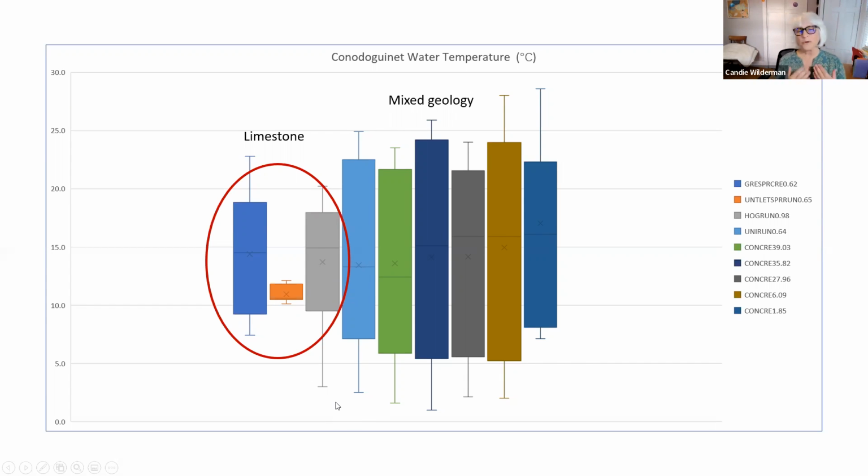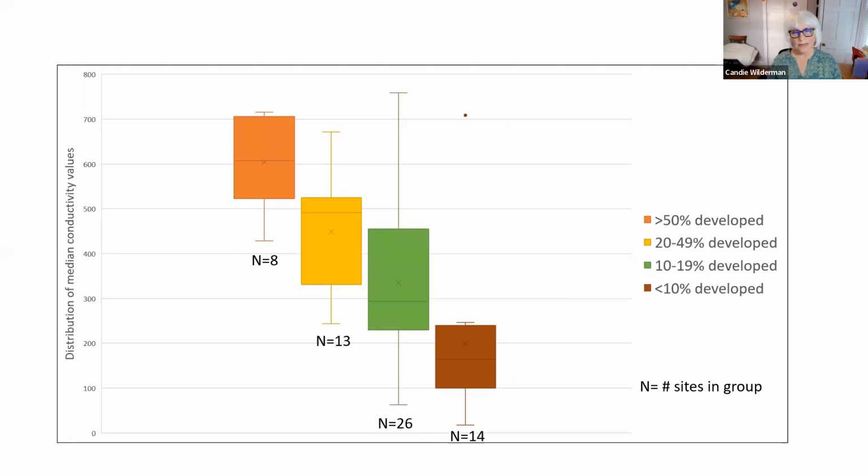So you have a typical limestone pattern where you have less variability and your winter lows aren't so low and your summer highs aren't so high. And so box and whisker plots show this very, very nicely. Here's another example, and this is actually from the data I'm going to show you today. And this is looking at groups of sites. The orange are sites that are highly developed, and then medium developed, and then medium low, and then finally low developed.